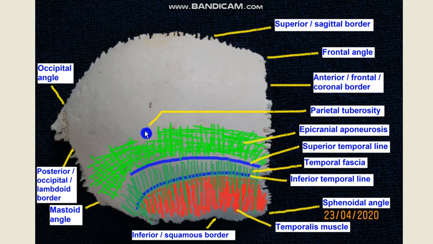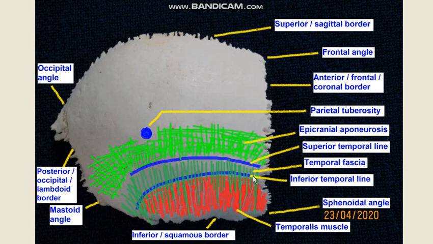On the external surface, the most prominent point on the convexity is called the parietal tuberosity or the parietal tuber. Apart from that, you can make out two faint lines over here, of which the lower one is more prominent, the upper one is less prominent. These are the superior and the inferior temporal lines, which are convergent in front and divergent behind.